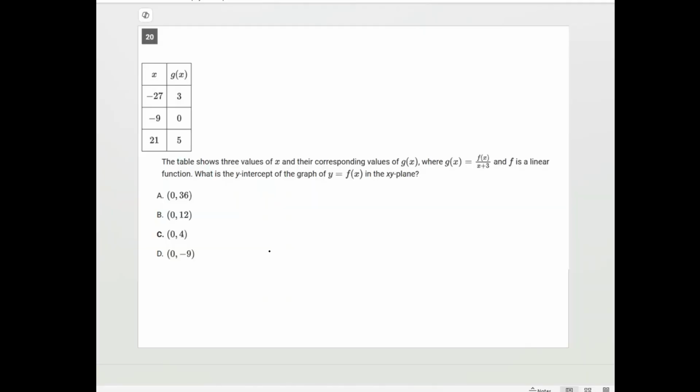Okay, let's read the problem. The table shows 3 values of x and their corresponding values of g of x, where g of x equals the function of x divided by x plus 3, and f is the linear function. What is the y-intercept of the graph of y equals f of x in the xy plane?